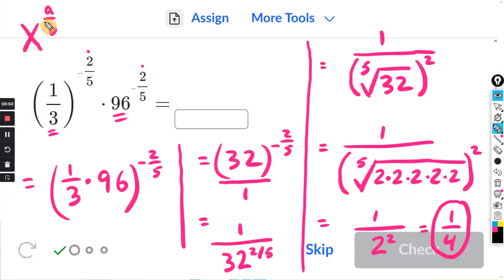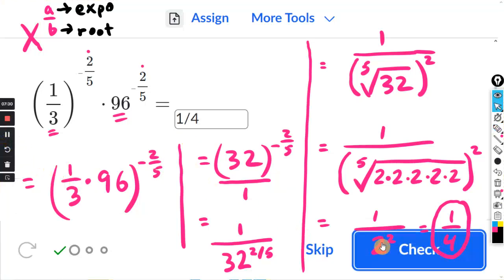Remember, when you have a fractional exponent, the numerator is the exponent and the denominator is the root. Okay, so 32 is squared, and it's the 5th root of 32 squared. This 2 could be here or it could be here. It's the same thing. But the numerator becomes the exponent and the denominator becomes the root, just like I wrote here. That's how I got the 1/4.